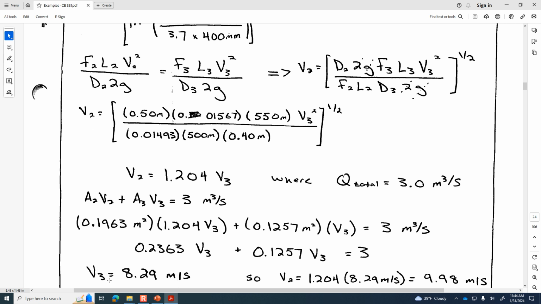So does everybody understand the solution logic here of what we did? I'll pause for a second so you can copy these numbers down.